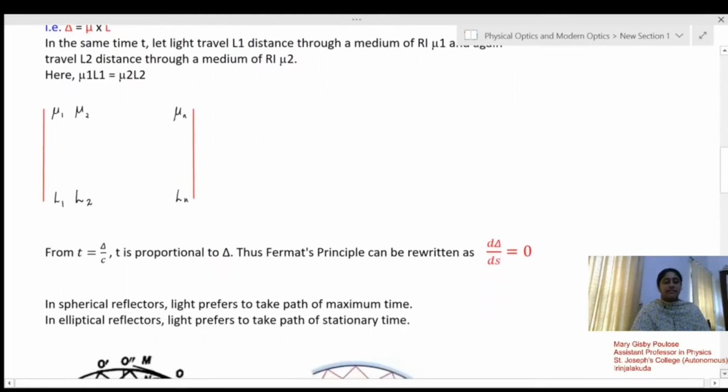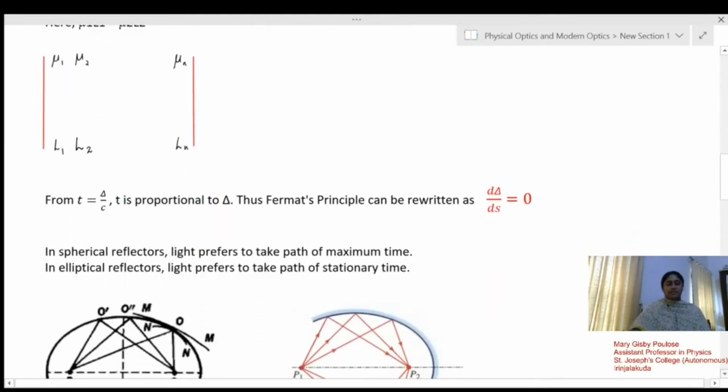Now, assume that light travels from a point A to a point B, which has many layers of different refractive indices within it. So what happens is the optical path length in each medium will be different. In order to calculate the total optical path length, we need to sum the values in each layer.